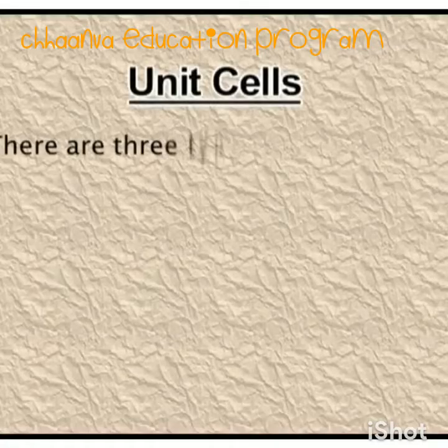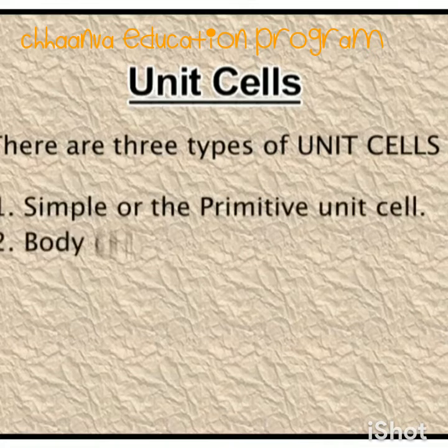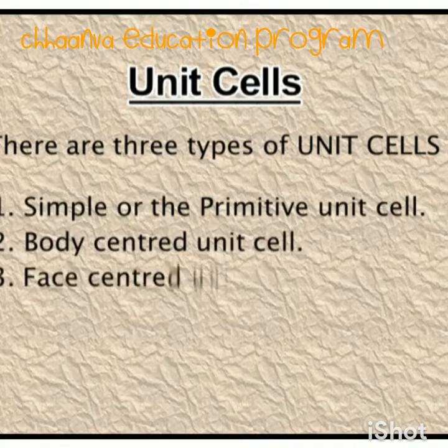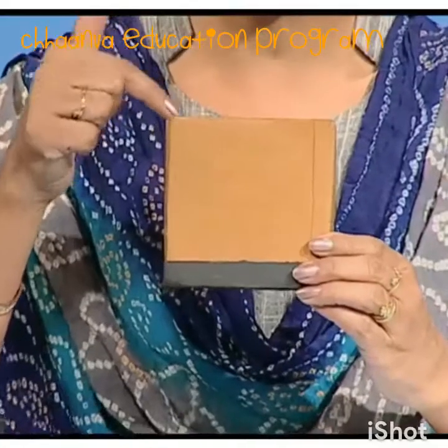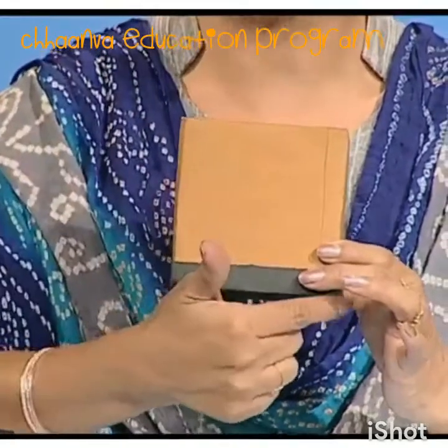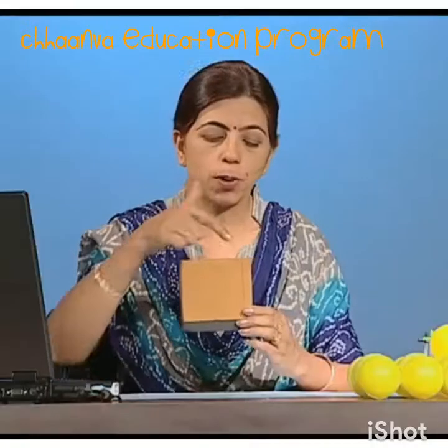There are 3 types of unit cells: the simple or primitive unit cell, the body-centered unit cell and the face-centered unit cell. All these 3 types depend upon where the constituent particles are situated. Let's discuss each one by one. In the simple unit cell, the constituent particles are situated only at the corners. There are 8 corners, we know that, and the constituent particles will be only at these corners.